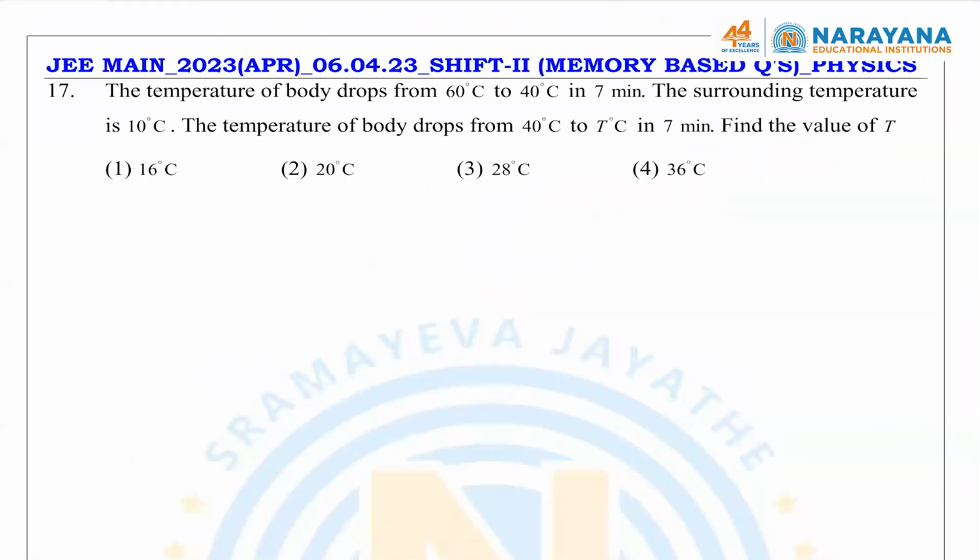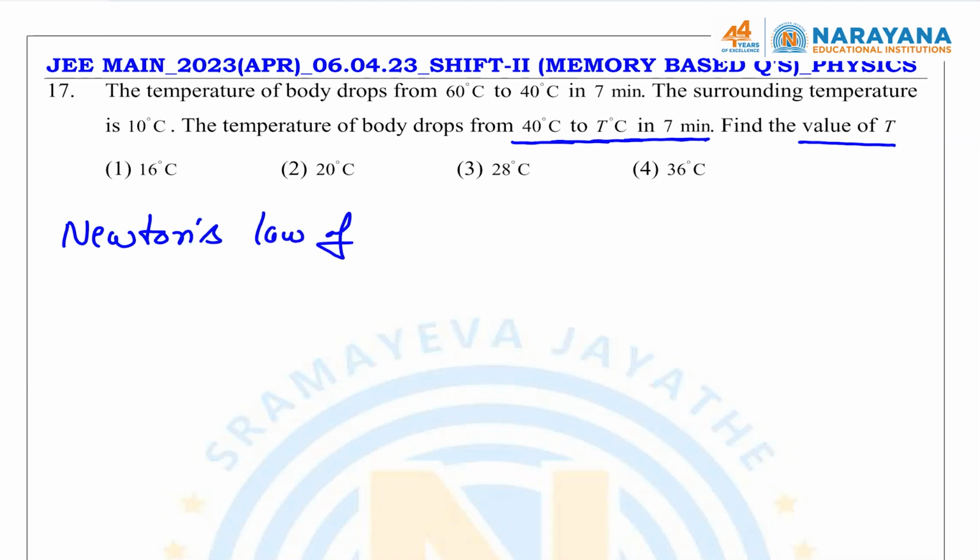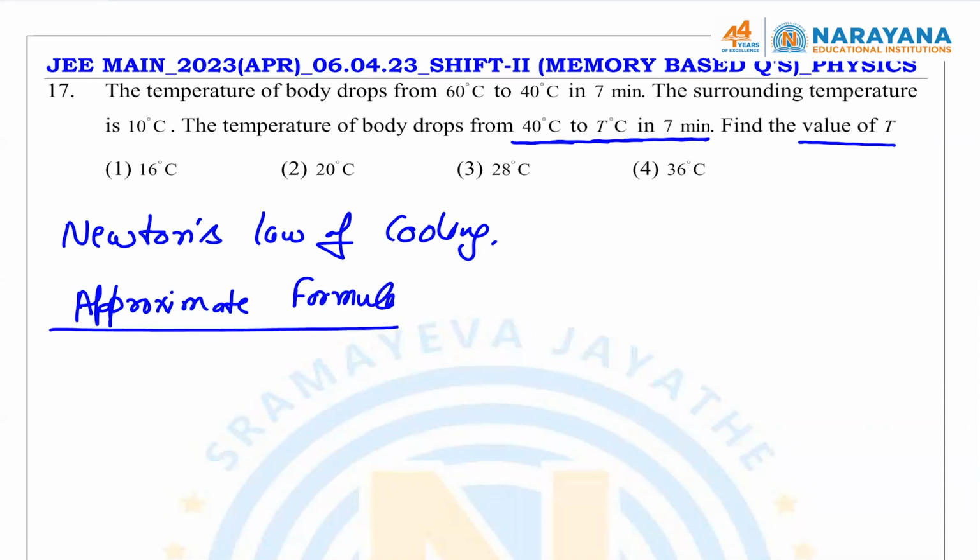Question number 17. We are given the temperature of a body drops from 60 to 40 in 7 minutes. Surrounding temperature is 10. The temperature drops from 40 to 10 in 7 minutes. Find the value of T. So this is based on Newton's law of cooling. And for solving such questions, we have an approximate formula. And that approximate formula is the fall in temperature divided by the time taken.